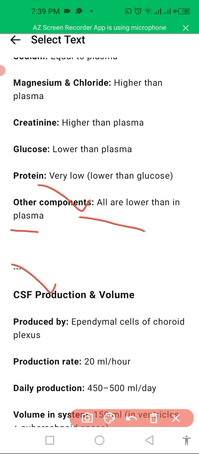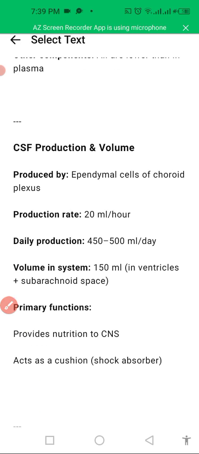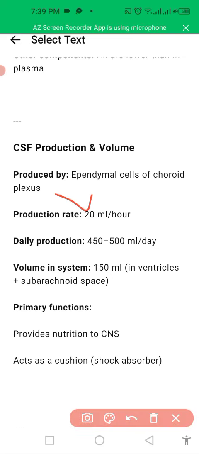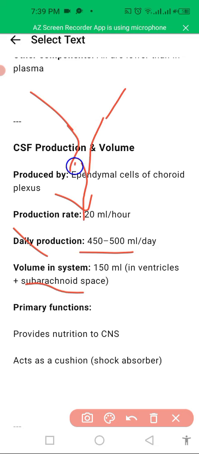CSF production is from ependymal cells in the choroid plexus of the lateral ventricles and its production rate is 20 milliliters per hour. Daily production is 450 to 500 ml per day and volume in the system is 150 ml, in the ventricles and subarachnoid space. Lateral ventricles then come into the third ventricle and then the fourth ventricle. So in this way CSF flow occurs.